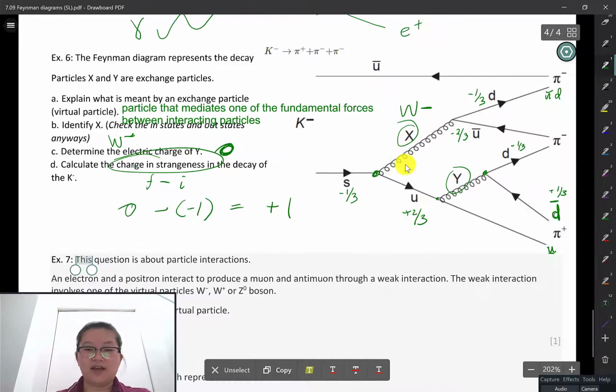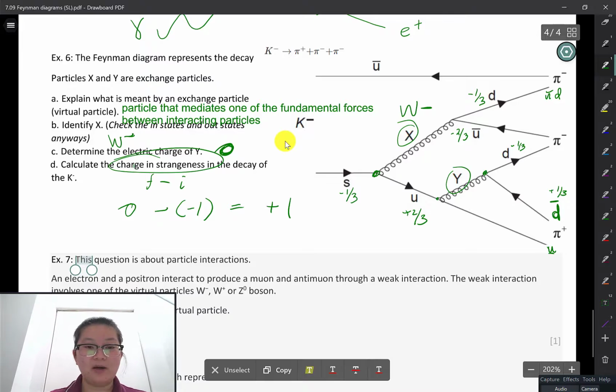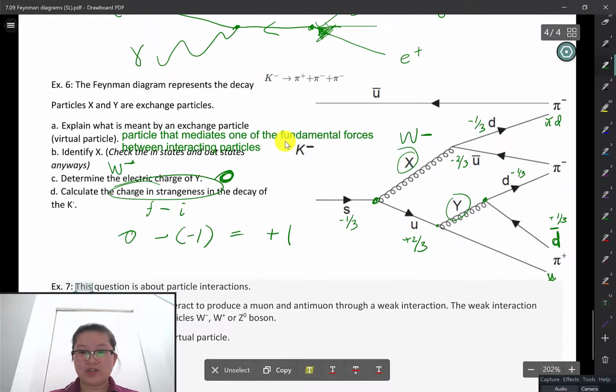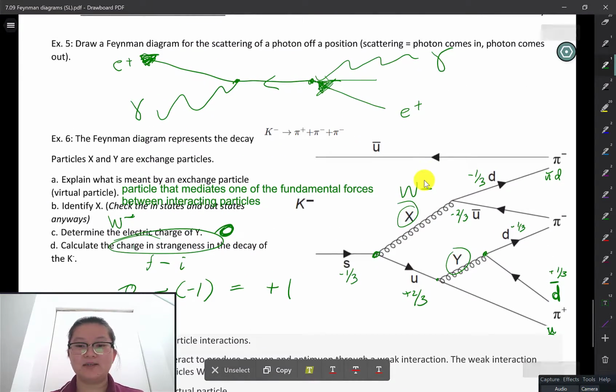So that is it. We just have to calculate it, so we don't have to explain anything. There we go, that's question number 6. Woof! Lots of deductive work, and I hope you enjoy the deductive work as well. It feels like a puzzle, and that's kind of what these reactions are like.